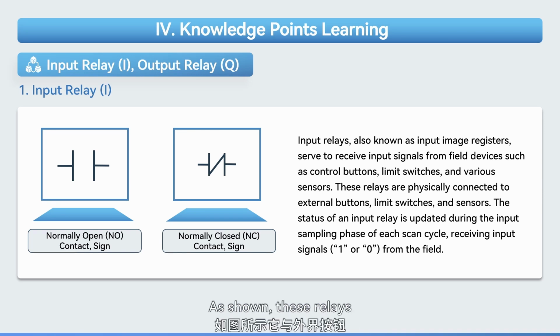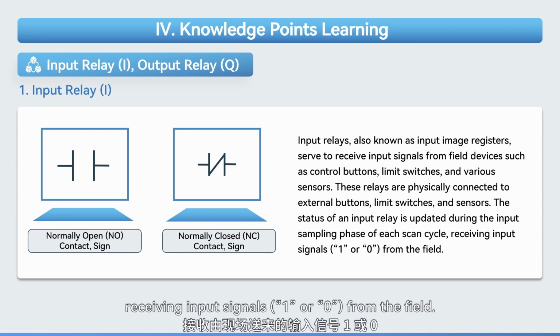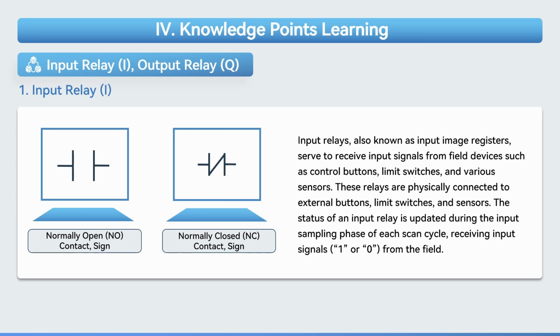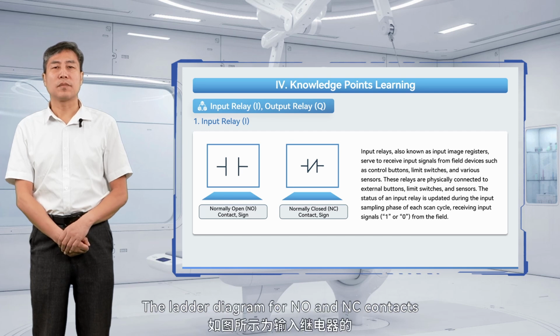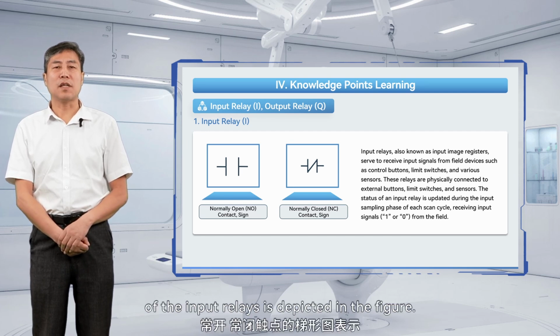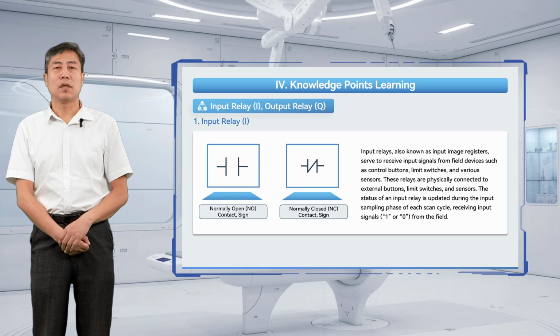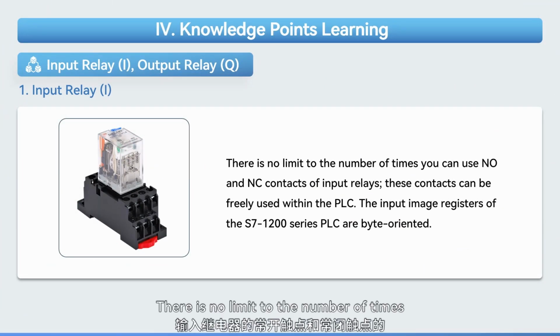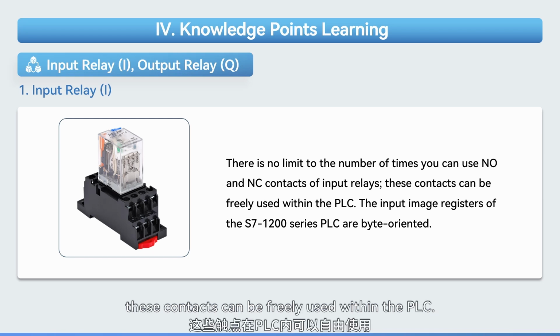As shown, these relays are physically connected to external buttons, limit switches, and sensors. The status of an input relay is updated during the input sampling phase of each scan cycle, receiving input signals 1 or 0 from the field. Input relays come in two types: normally open (NO) and normally closed (NC) contacts. The diagram for NO and NC contacts of the input relays is depicted in the figure. The address for these relays is a bit address. There is no limit to the number of times you can use NO and NC contacts of input relays. These contacts can be freely used within the PLC.